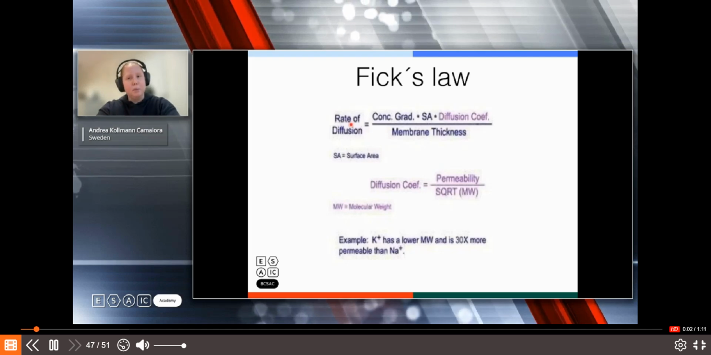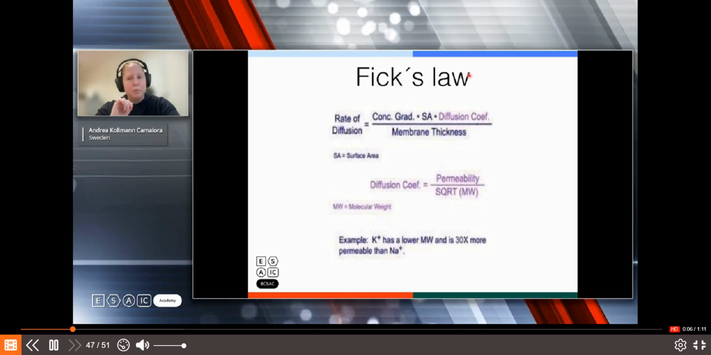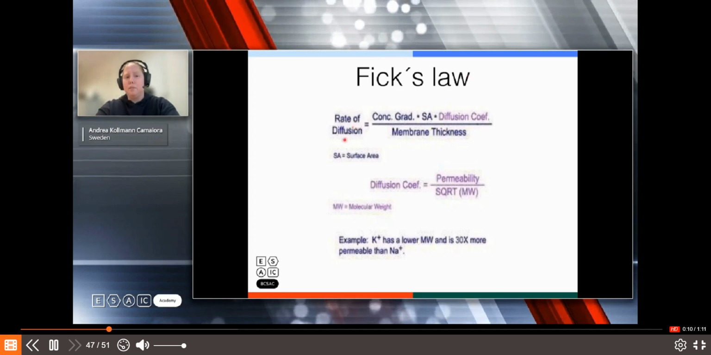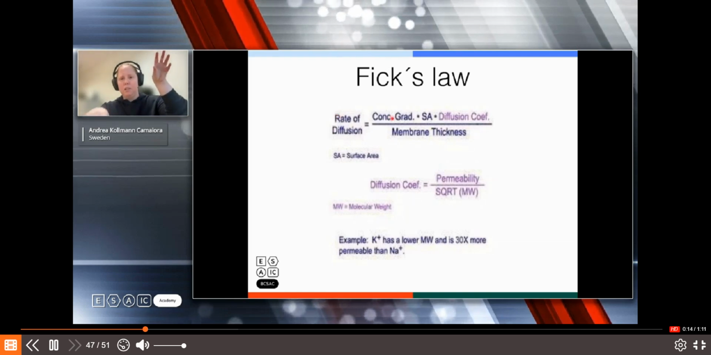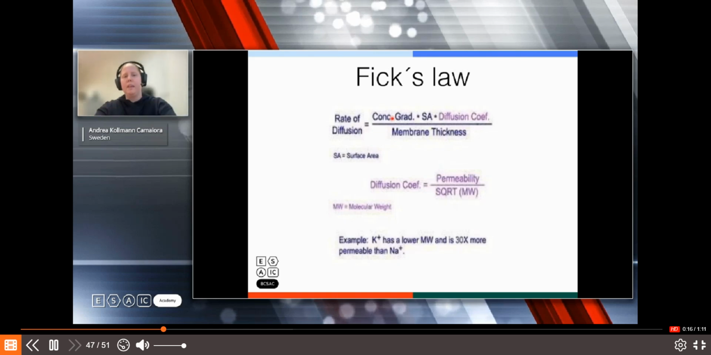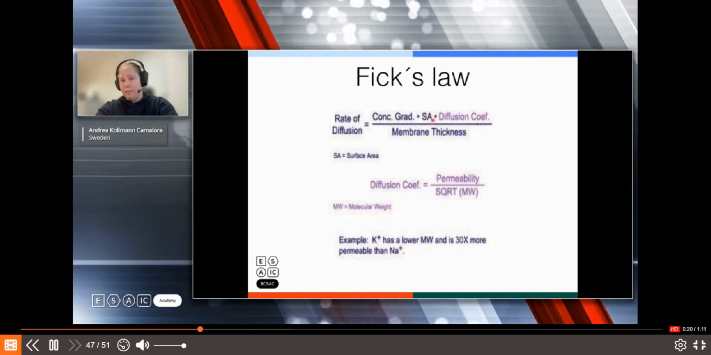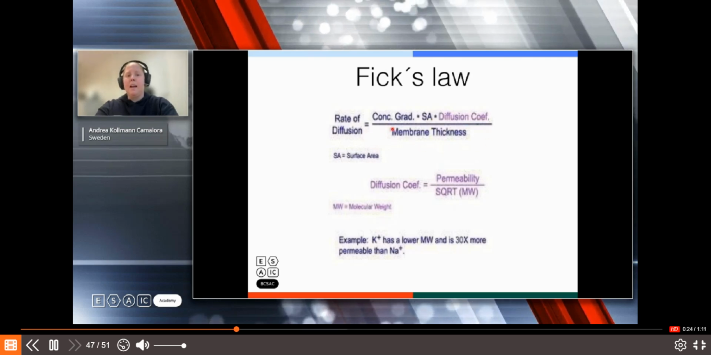Then there are other things besides diffusion, but we have Fick's law. And Fick's law is super important for anesthesia. Fick's law dictates the rate of diffusion. So you have your concentration gradient, so from high concentration to low concentration. Then you have your surface area, the diffusion coefficient for any given gas, and the membrane thickness.